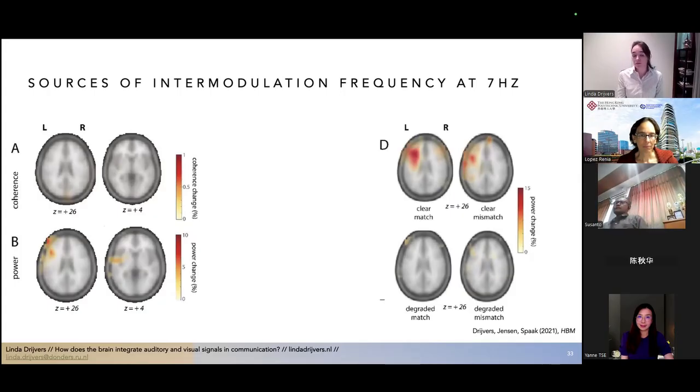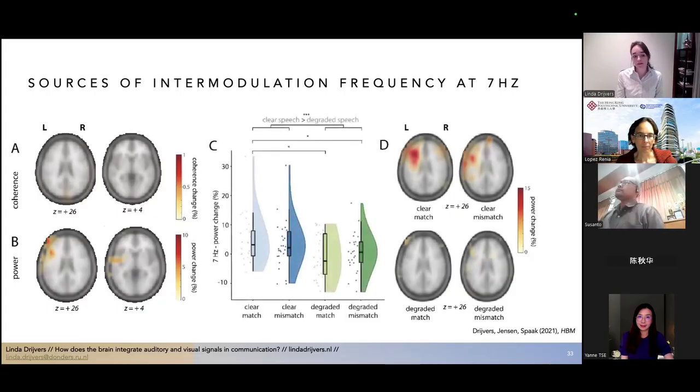Interestingly, this was strongest for conditions with clear speech and a matching gesture, which we didn't expect beforehand. So we thought that this had to be degraded speech and a matching gesture because there the benefit is largest. But this showed us that the intermodulation frequency is an index of the ease of lower order interactions and not so much affected by semantics.